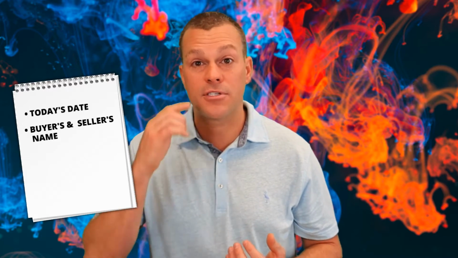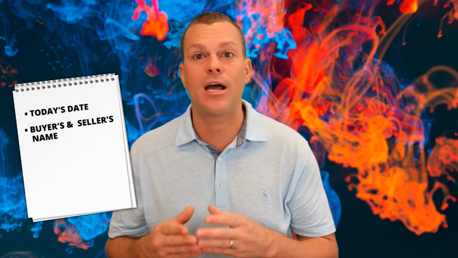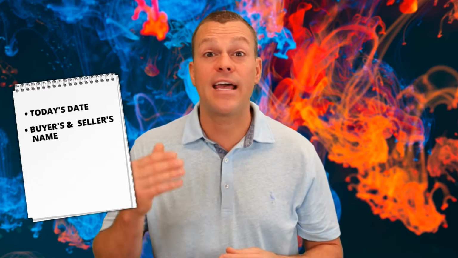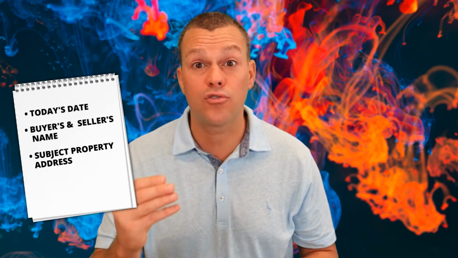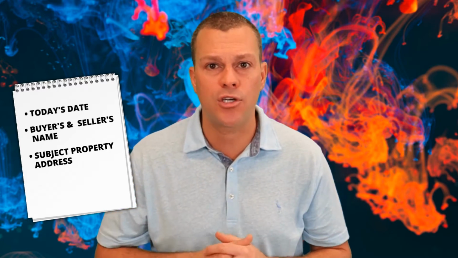In this agreement, it's only really gonna have a couple key features. It's gonna have today's date, basically the date the contract was sent or created. It's then gonna have the buyer and the seller's name or legal entity that they're buying or selling the property from. It's gonna have the subject property's address, what is being sold or bought, what's gonna change ownership.